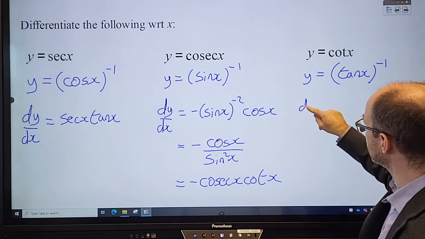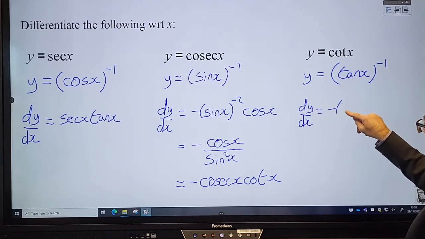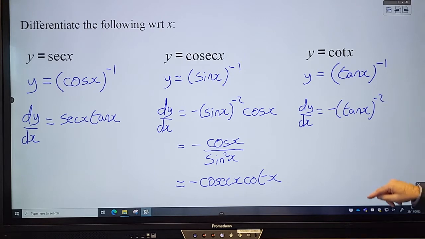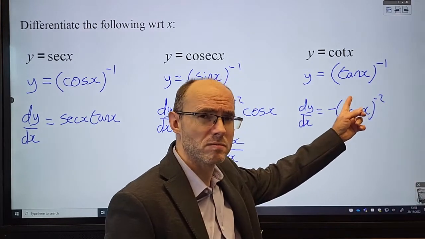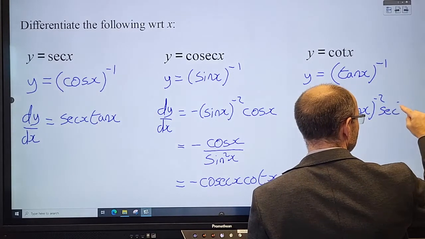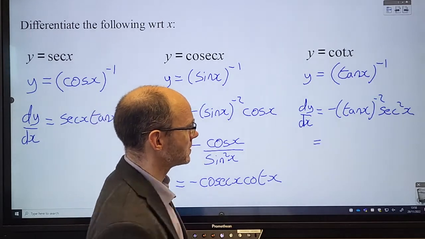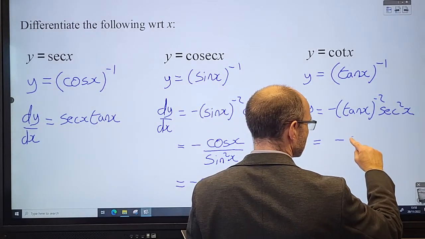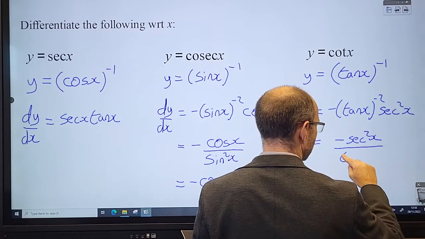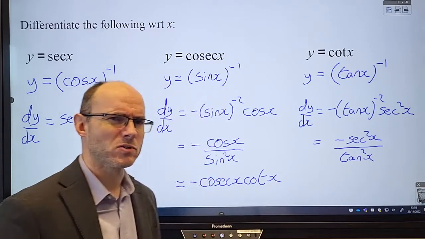Then we have dy dx is equal to, and that will be negative tan x to the power of -2. And then we differentiate tan x. Remember what that one is? Sec squared x. There we go, sec squared x. And then we'll just tighten it up a little bit. So we've got, now it's going to be negative sec squared x over tan squared x, which is not really how you want to write the answer, is it, okay?